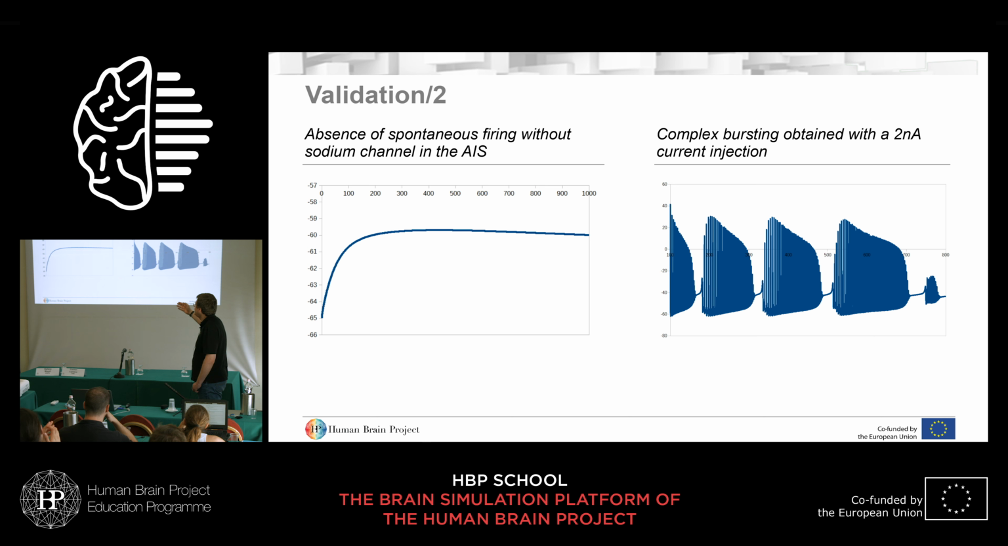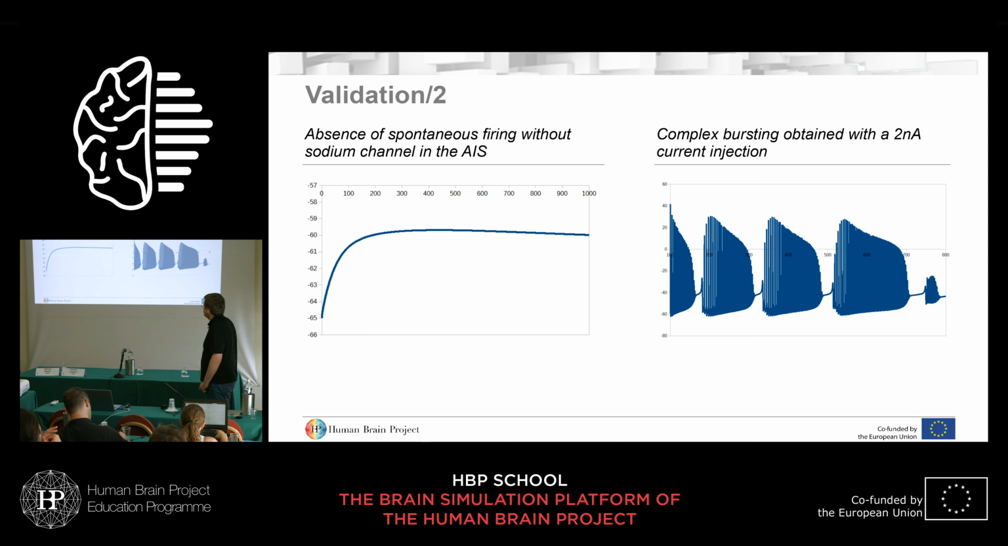And this is my key point for the validation, because, okay, I can do an optimization, I can obtain results, but if the results are not correct, what's the point that I've done the optimization? So the most important critical part is the validation of the results. This is my validation. So if I take out sodium channels from the initial segment, is the cell still able to fire? No? Okay. Yes, it's wrong.